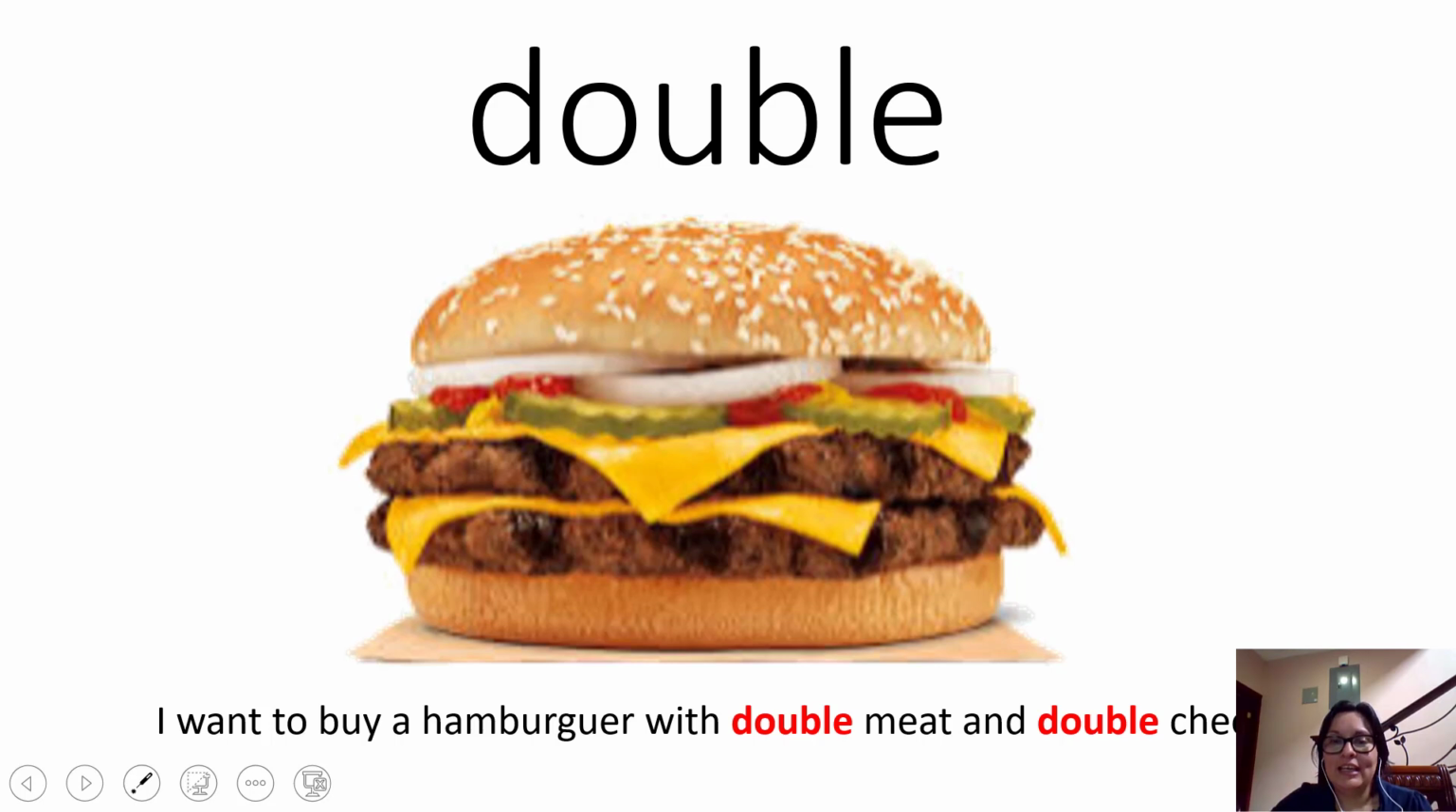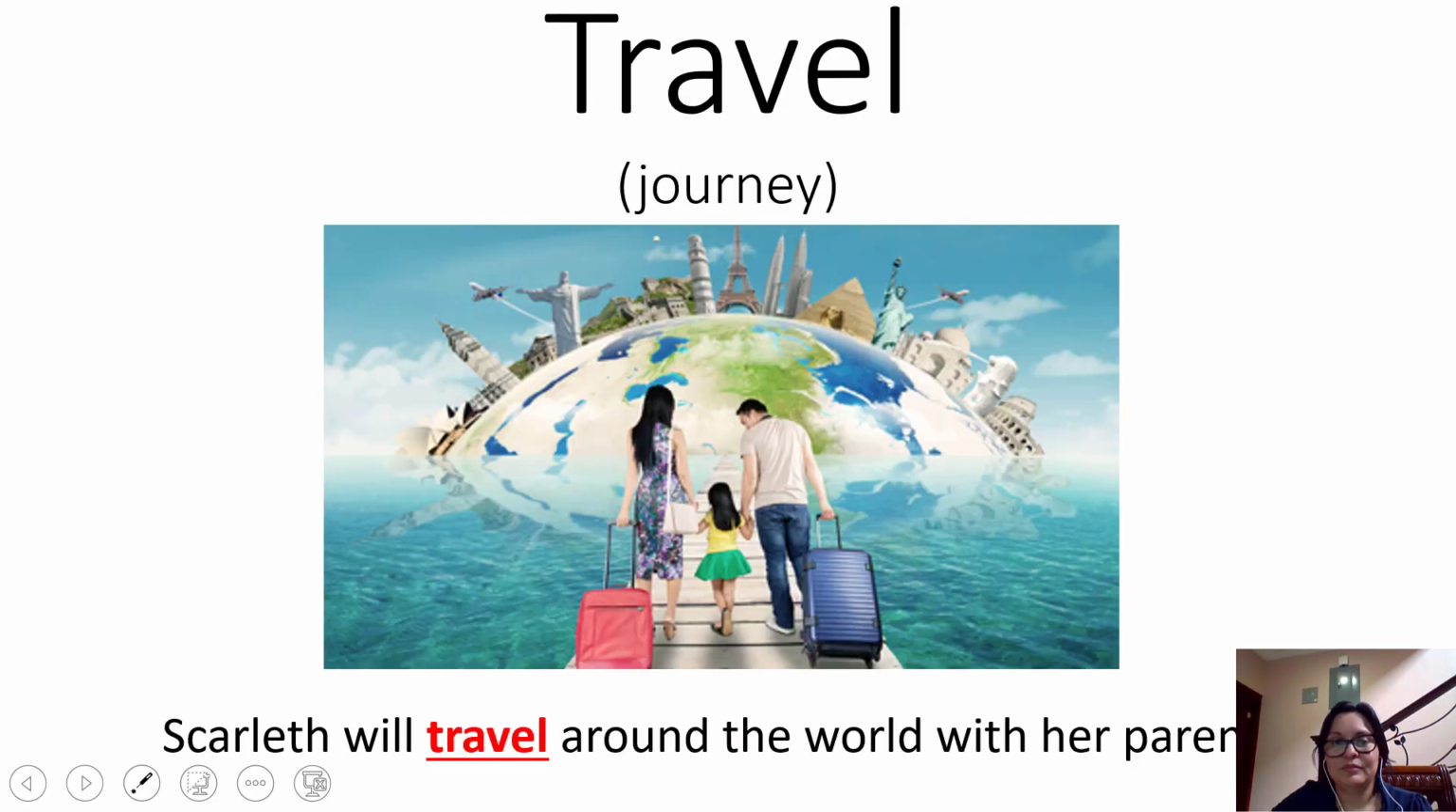But here, guys, what I want you to see is that double means two of the same thing. For example, here we have meat. Look, the meat. And here we have another piece of meat. Okay? Here we have cheese. And here we have another piece of cheese. So that is double. We have two of the same thing. Okay? Let's continue with the next one.